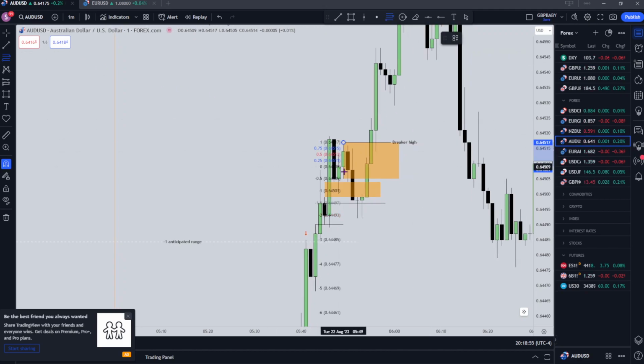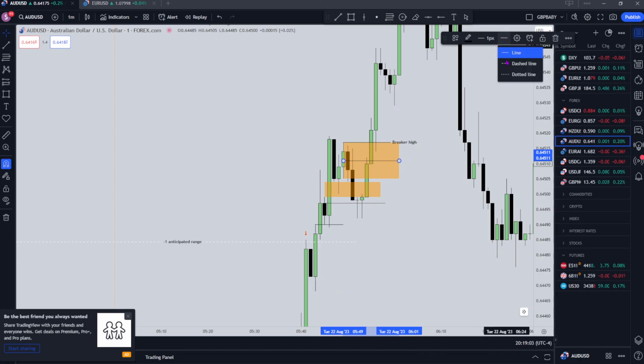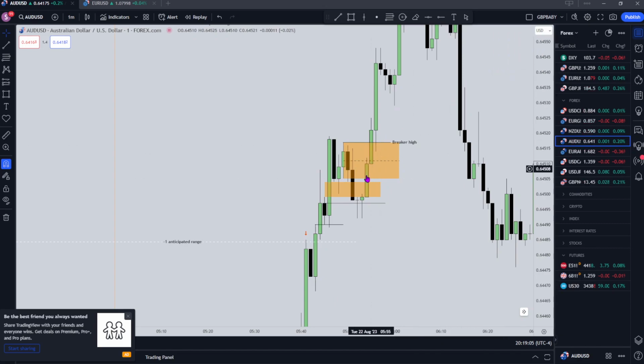If you look closely, you can see where the fair value gap forms. Right here. And that's a good sign because, well, we have this fair value gap as well, which could be a breakaway gap. And it shows bullishness.